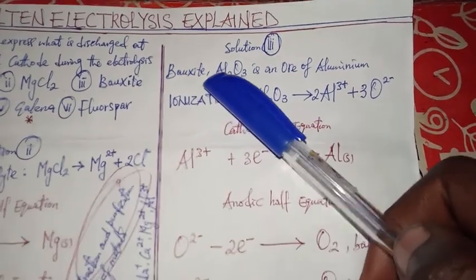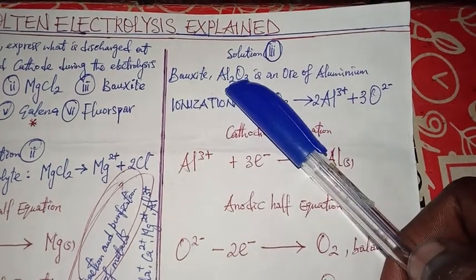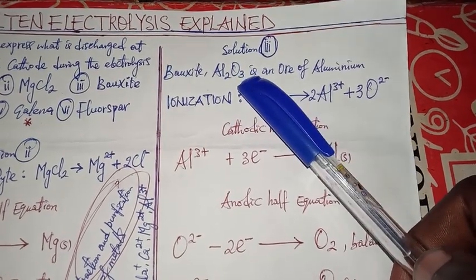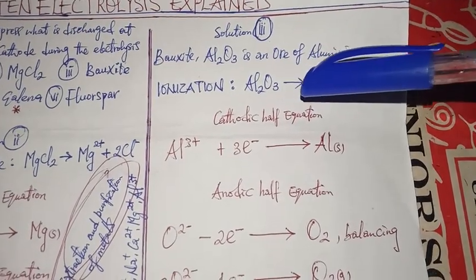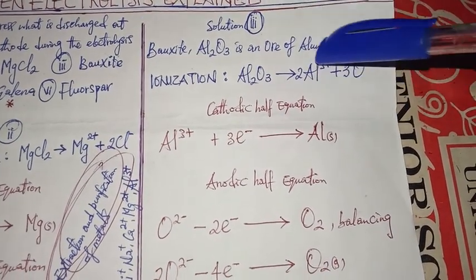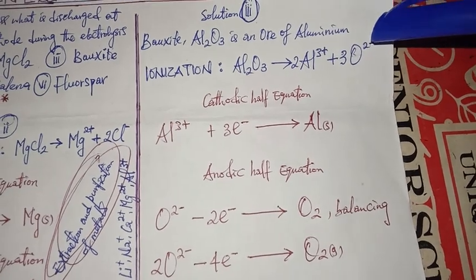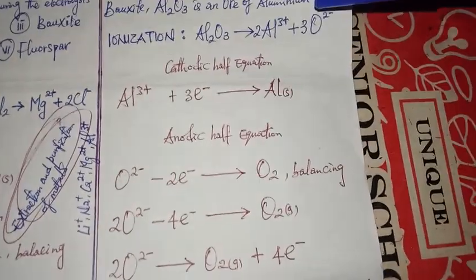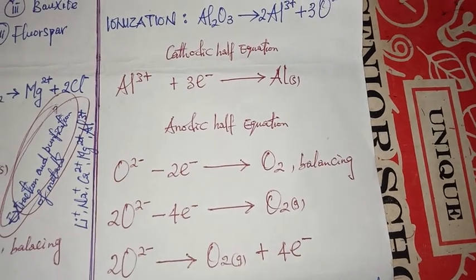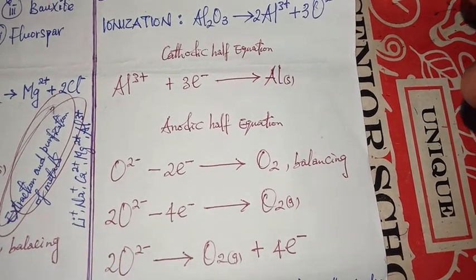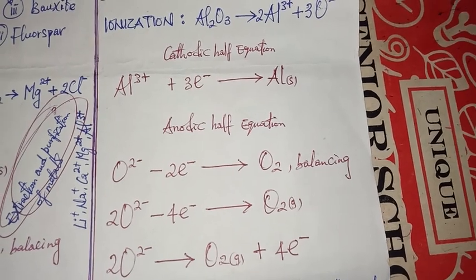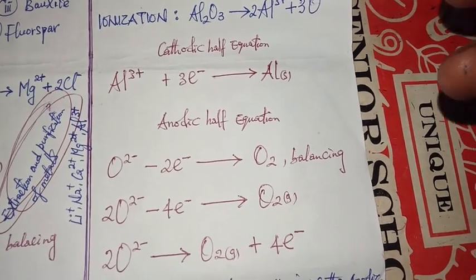So bauxite is an ore of aluminium and it is chemically represented as aluminium oxide. When aluminium oxide undergoes ionization, it is going to form aluminium cation and oxygen anion. As I said, in molten electrolysis, only one cation and one anion is involved since water is absent.